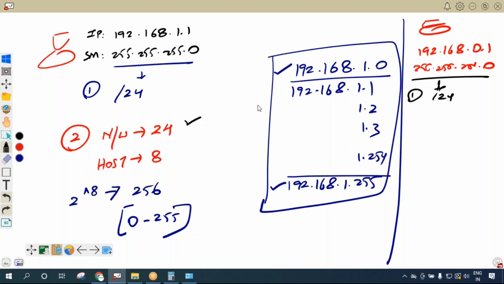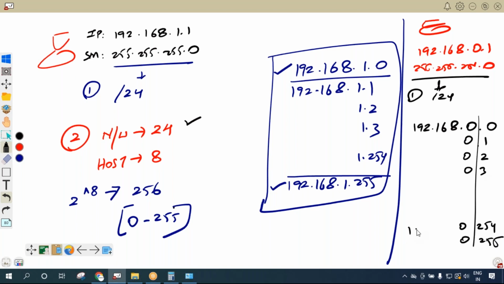And 24 bits are on the network side, so this part is fixed. You can see this is fixed. The same way here also it will happen. 192.168.0.0, this will be fixed. 0.1, 0.2, 0.3 up to 0.254, and the last IP is 0.255. Getting the point, my dear friends? This will be the network IP, this will be the broadcast IP. Simple.